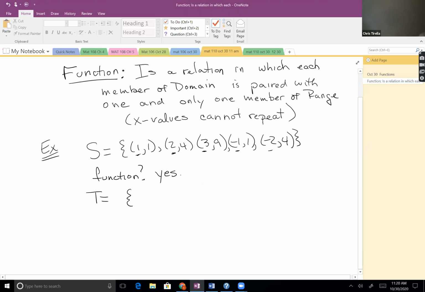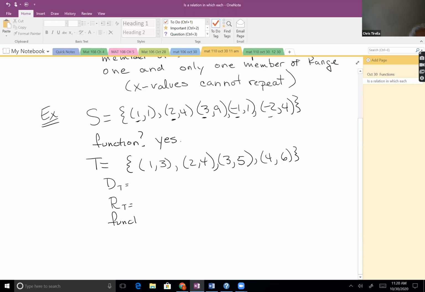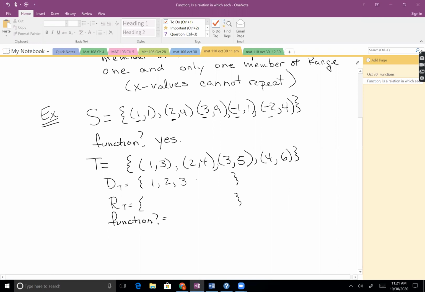Let's look at another example, a set T. In T, I'm going to have the pairs (1, 3), (2, 4), (3, 5), (4, 6). I want to know the domain of T, the range of T, and whether it is a function. Is there anybody brave who wants to list the domain, all the first values? The domain would be 1, 2, 3, and 4. And the range would be 3, 4, 5, and 6. And it is a function, because each x value is used only once.